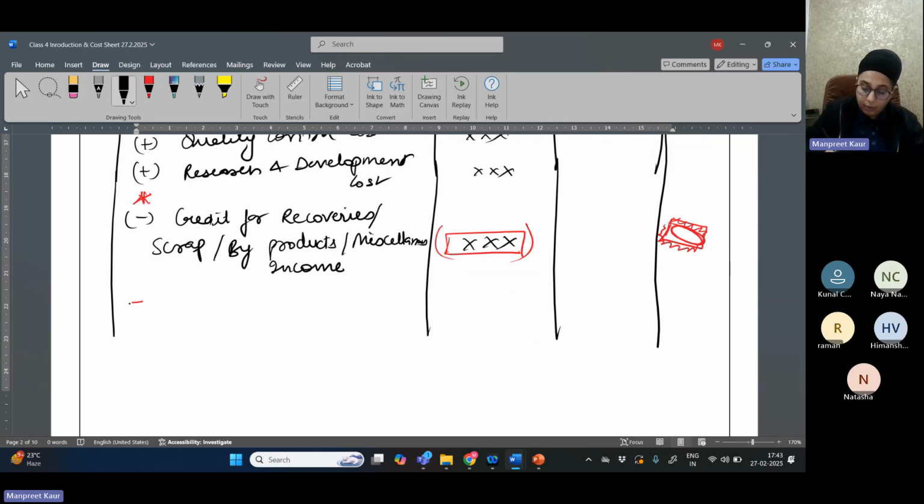Next is packing. That is very, very important. Packing charges, packing is of two types. First is primary and second is secondary. Primary packing, for example, we take an example of a chocolate.